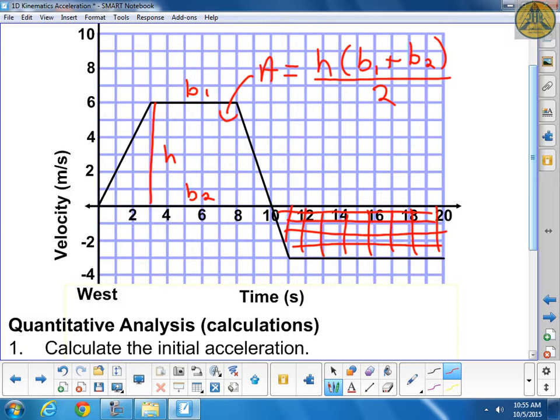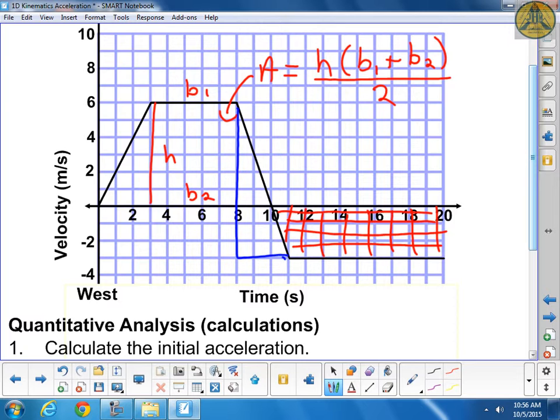A lot of people end up doing this area as well, for some reason. They kind of do that. This area down here is not contained by any of your graph lines. So you can only use the area contained by your graph lines.